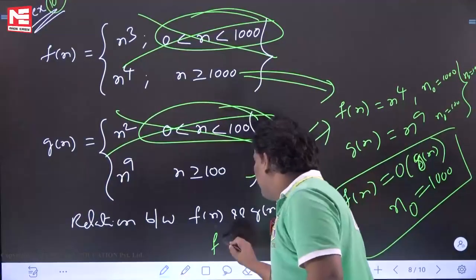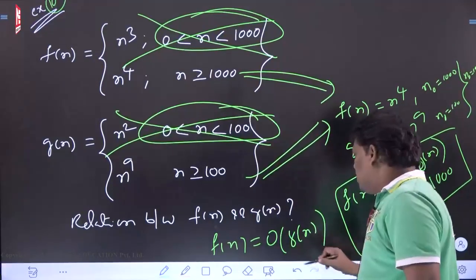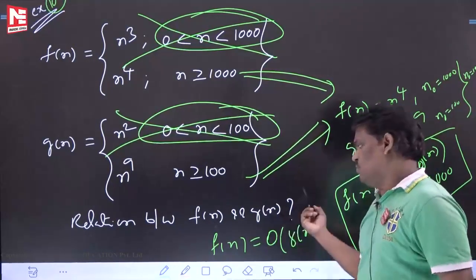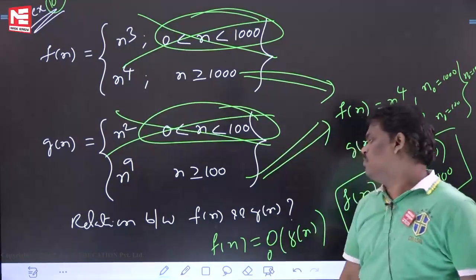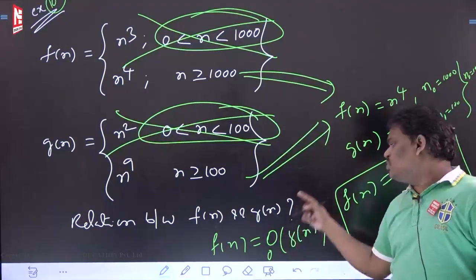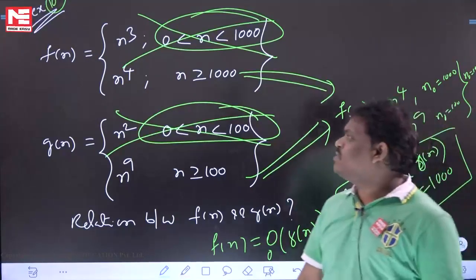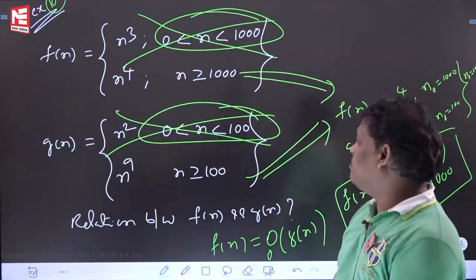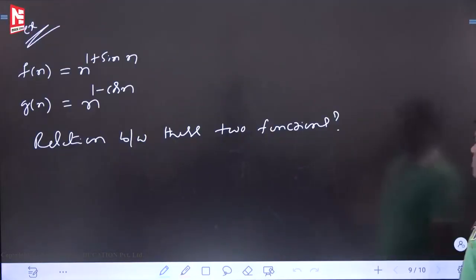What is the answer? Fn is big O of Gn. Can you say, is omega possible? No. So theta has no chance. So what is the answer? It is actually small o. Omega is not possible, so theta is not there, and theta not there means small o. The answer for this particular problem is Fn is small o of Gn. That is the answer for this problem. Let's go to the next problem.